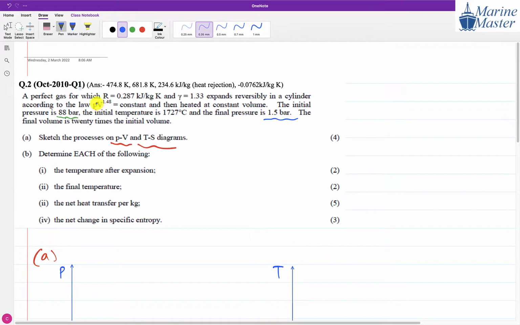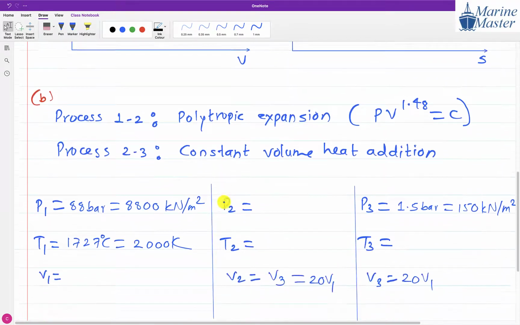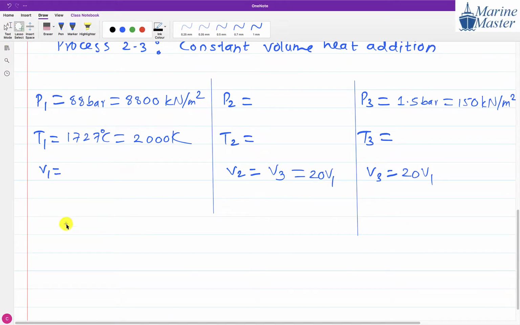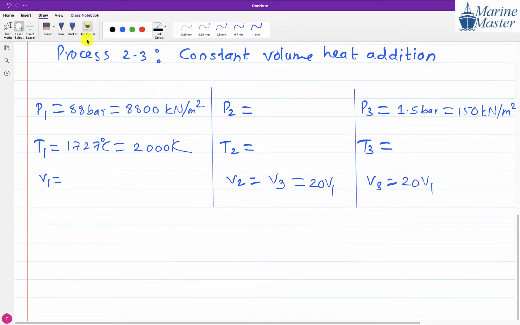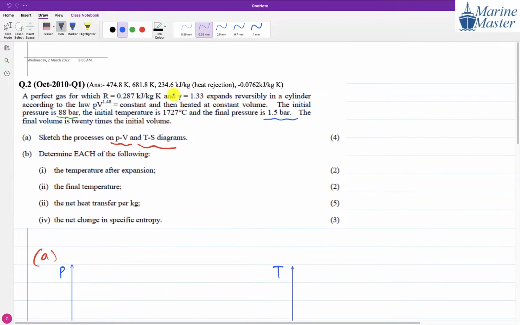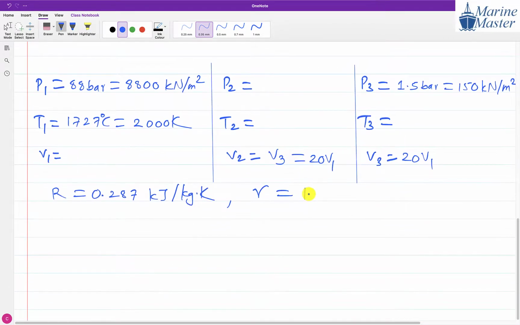Then after that, they have given us R. The value of R is 0.287 kilojoule per kg Kelvin. And then they have given us a value of gamma. The value of gamma is 1.3. And we already discussed that in the beginning we should have Cp, Cv, R and gamma.